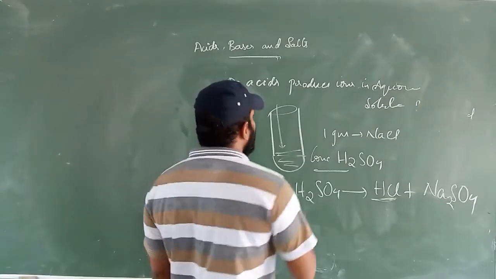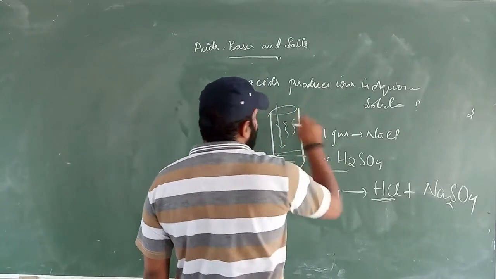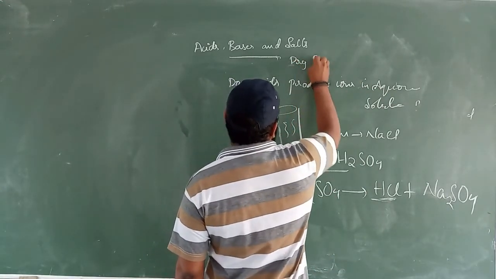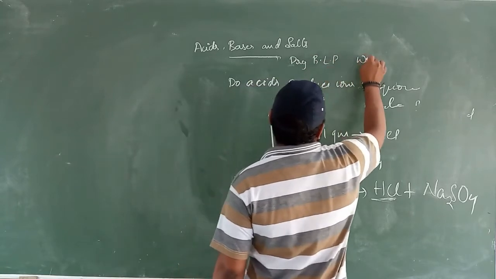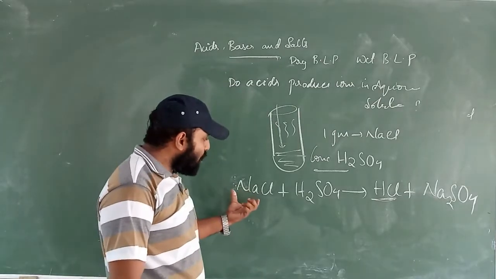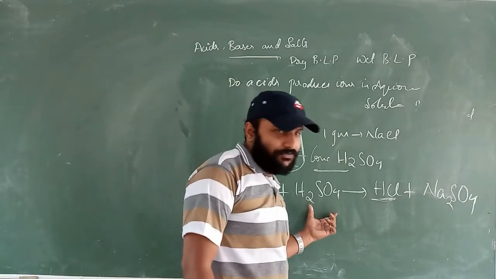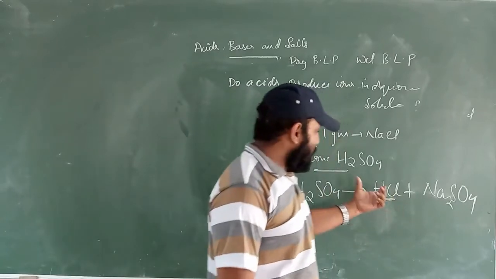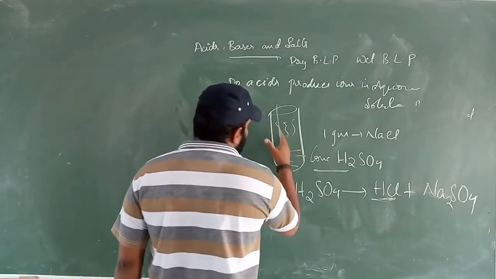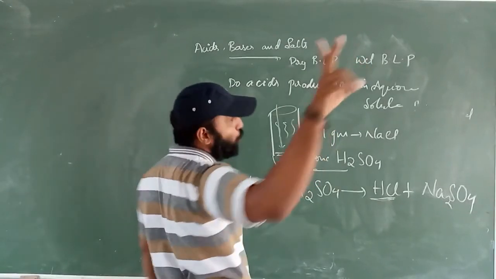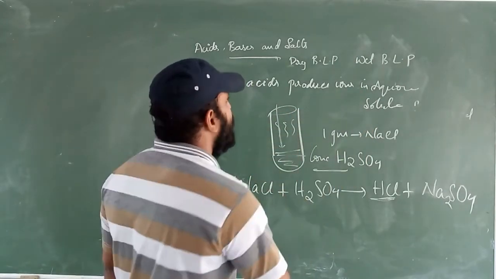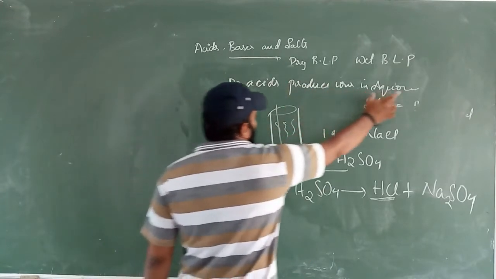Now what will we do? Since the gas is being produced here, we will take two litmus papers: one dry blue litmus paper and one wet blue litmus paper. When sodium chloride reacts with sulfuric acid, we get HCl plus sodium sulfate. Whatever gas is produced, at that moment we take two blue litmus papers, one dry and another wet. Why have we taken these? Because we want to see the effect in aqueous solution.